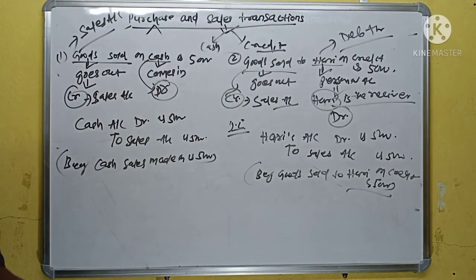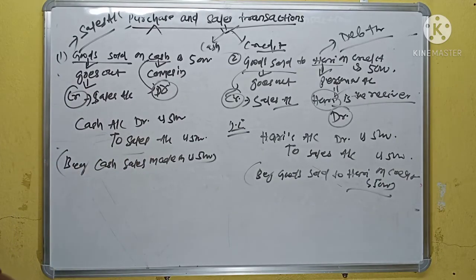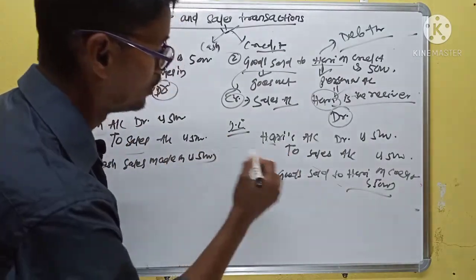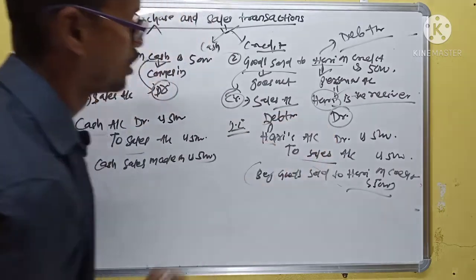The journal entry of cash sales is cash account debit to sales account, and the journal entry of credit sales is Hari's account to sales account. Hari here is the debtor.